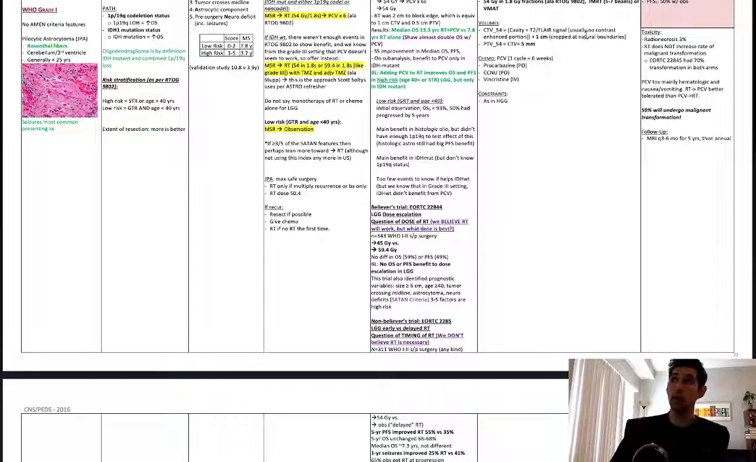Plus 1 centimeter cropped at natural boundaries. Your PTV is a 5 millimeter expansion on that. Again, your chemo times 6 is going to be PCV, 1 cycle is 6 weeks: procarbazine, CCNU, or lomustine, and vincristine. Constraints are as per high-grade glioma.